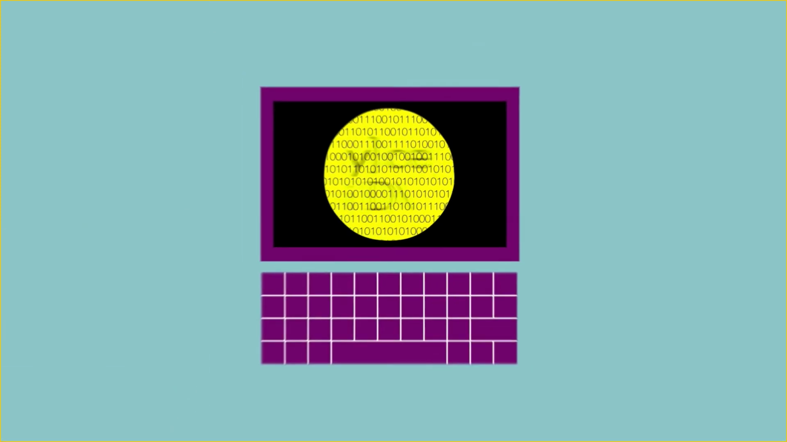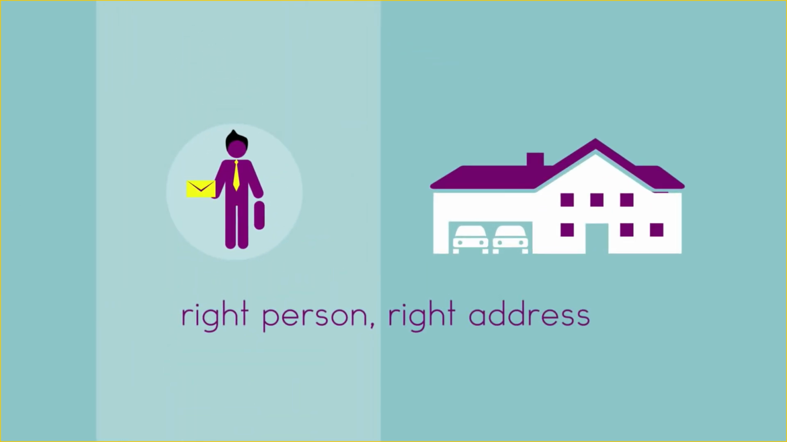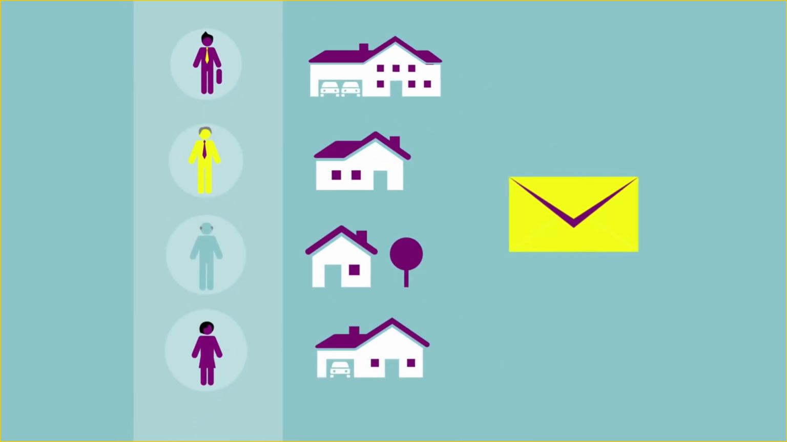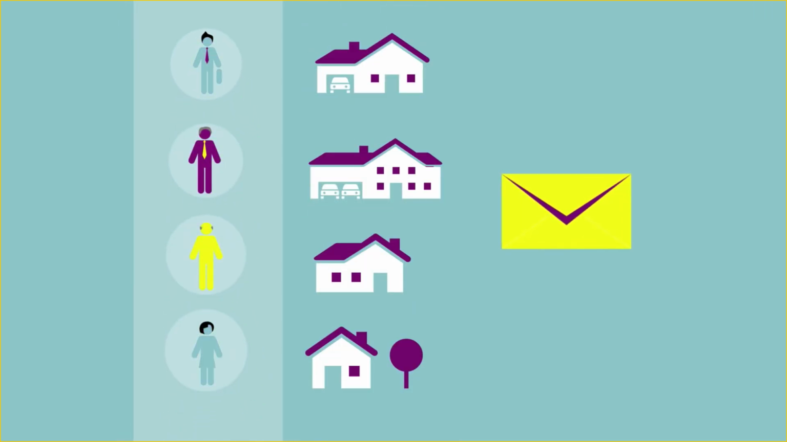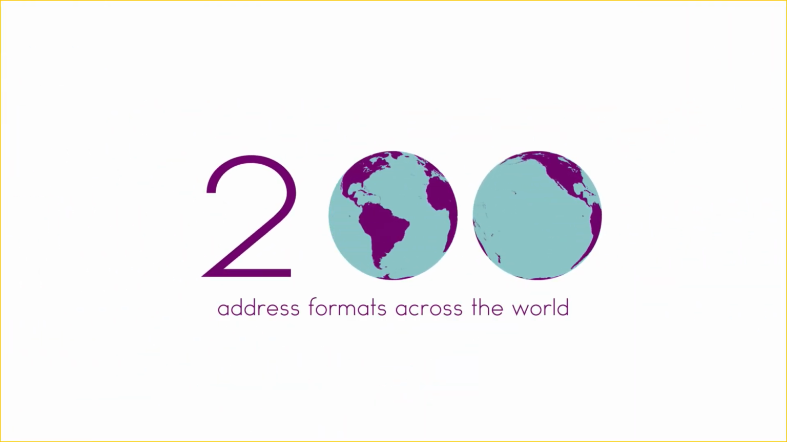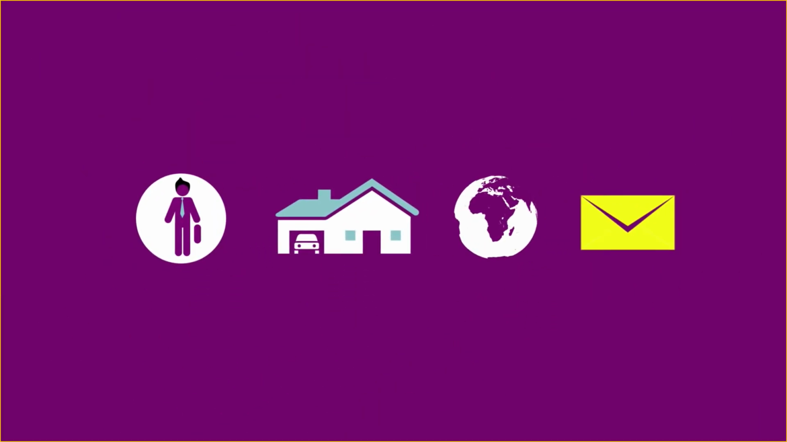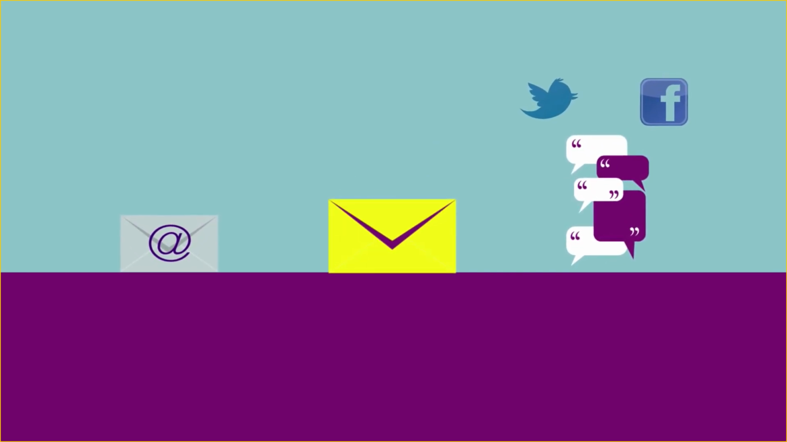Quite simply, it's all about your data. A good quality mailing list is necessary to reach the right person at the right address. That's easier said than done. People move and change jobs, businesses shut down, and there are 200 address formats across the world to get right. With the right data, it's also possible to tailor messages to the intended recipients, and that can increase response by up to 50%. And using direct mail alongside other media channels can help to spark conversations with customers.